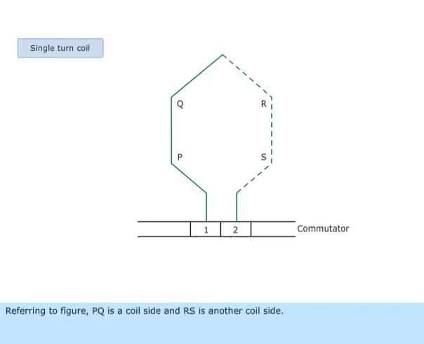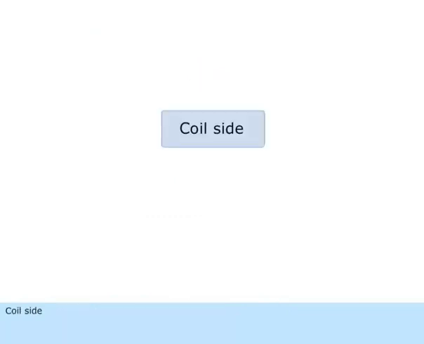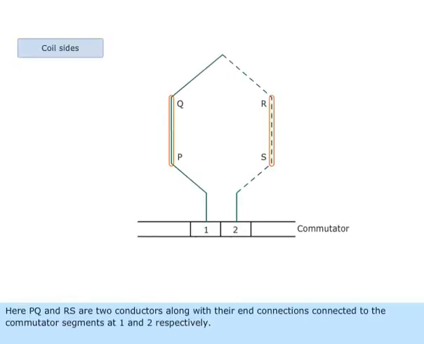Referring to figure, PQ is a coil side and RS is another coil side. In a single-turn coil, coil side is same as conductor. Here, PQ and RS are two conductors along with their end connections connected to their commutator segments at 1 and 2 respectively.